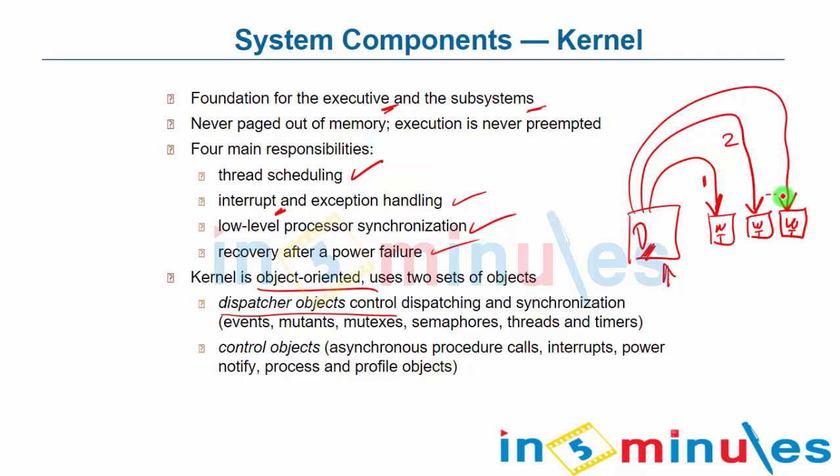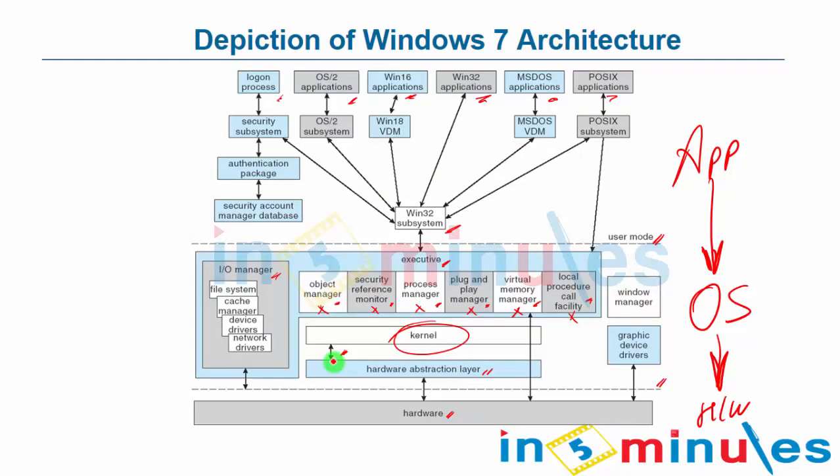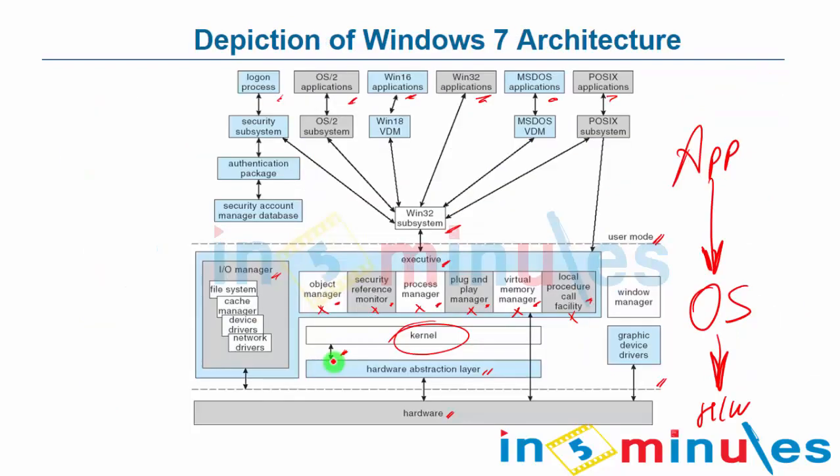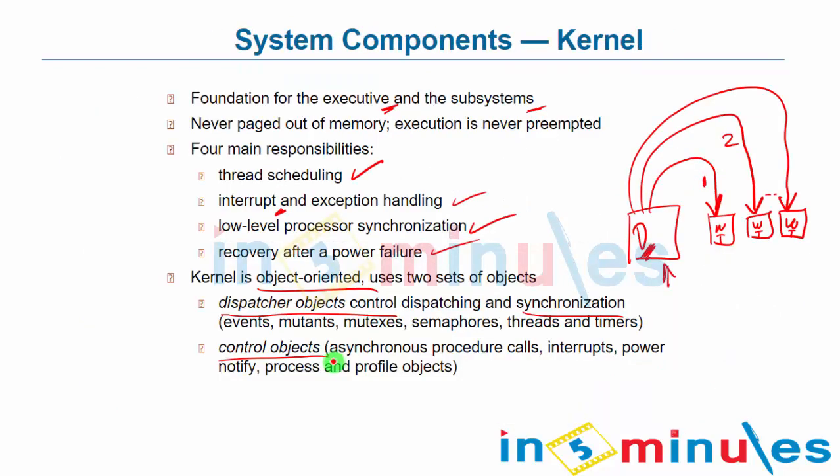Same way, it has several internal things which include synchronization, which is very important when you are working with a multi-processing system. Then you have control objects. Control objects handle sudden calls: asynchronous procedures, interrupts, power notification, and so many other things. So this is the entire architecture of Windows 7, which requires 3 things: first the modes, followed by the diagram, and followed by the modes of the kernel. So that's it. This is your Windows 7.